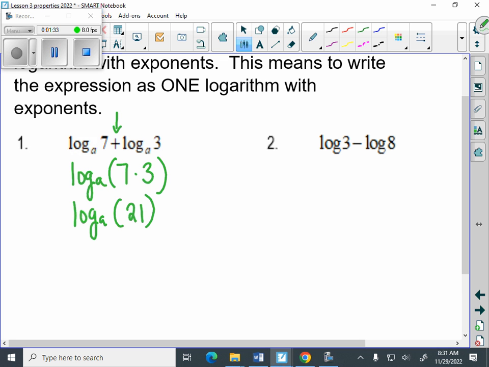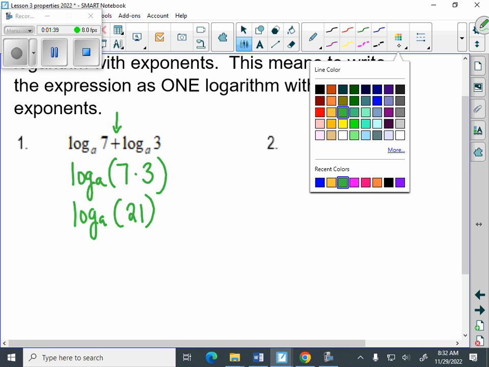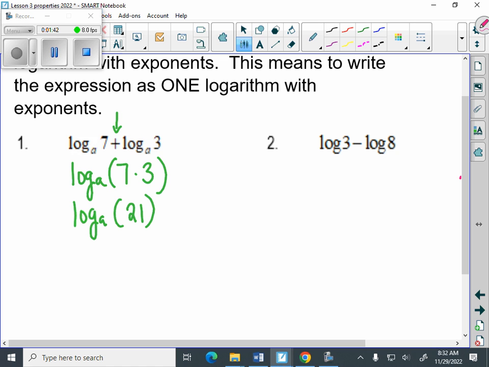Look at the operations in the problem. That can give us an indication of what we need to do. On problem number 2, the operation that we're working with here is minus. When we look back above at our properties, minus indicates that we're going to turn this into a quotient, the quotient property. So this is going to become log of 3 divided by 8. And we can't simplify 3 divided by 8 any further.